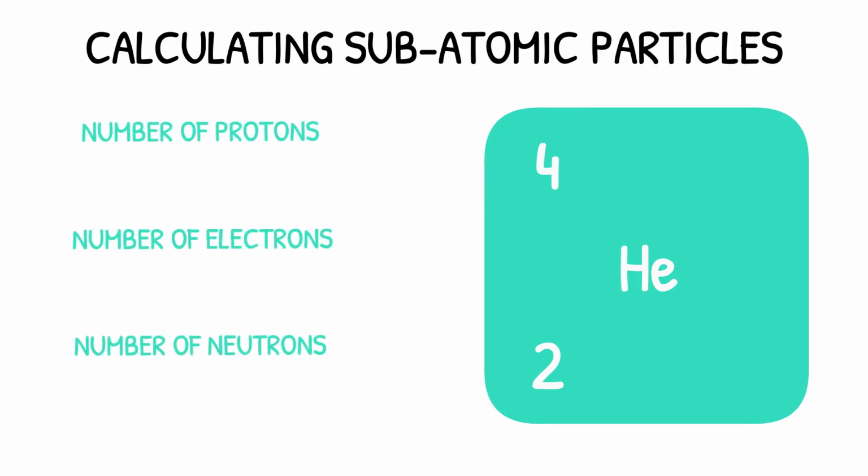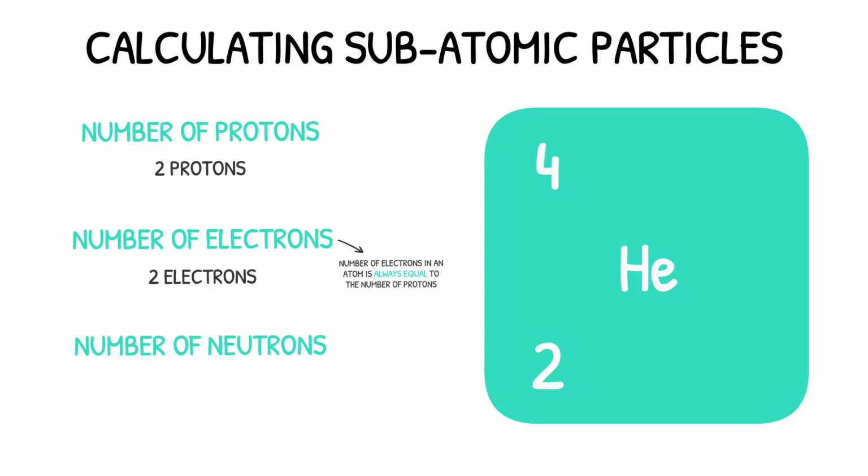We can use these two numbers to calculate the number of subatomic particles that are in the atoms of different elements. This helium atom has an atomic number of 2 and a mass number of 4. With an atomic number of 2, we know this helium atom has 2 protons. Because an atom is electrically neutral, this means it will always contain the same number of protons and electrons, and so there are 2 electrons in this helium atom.